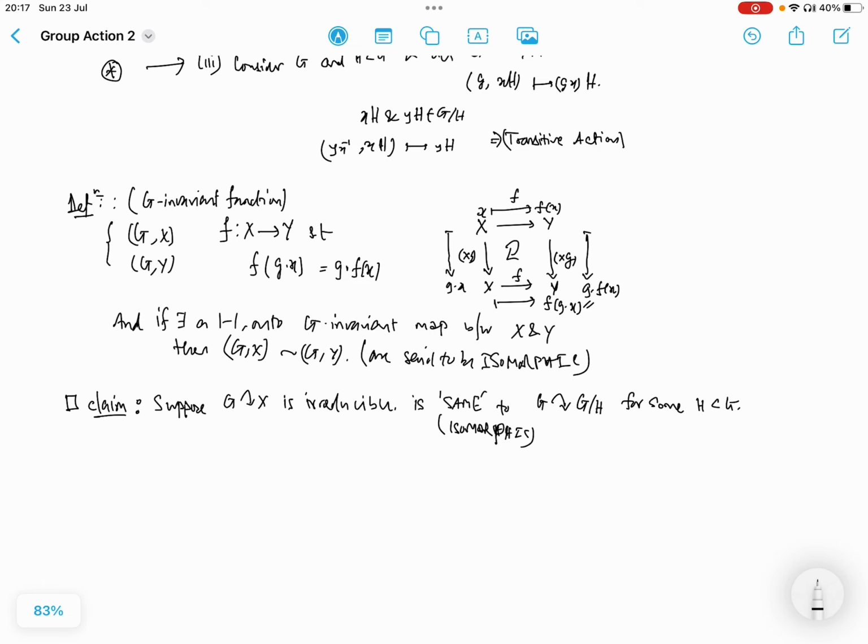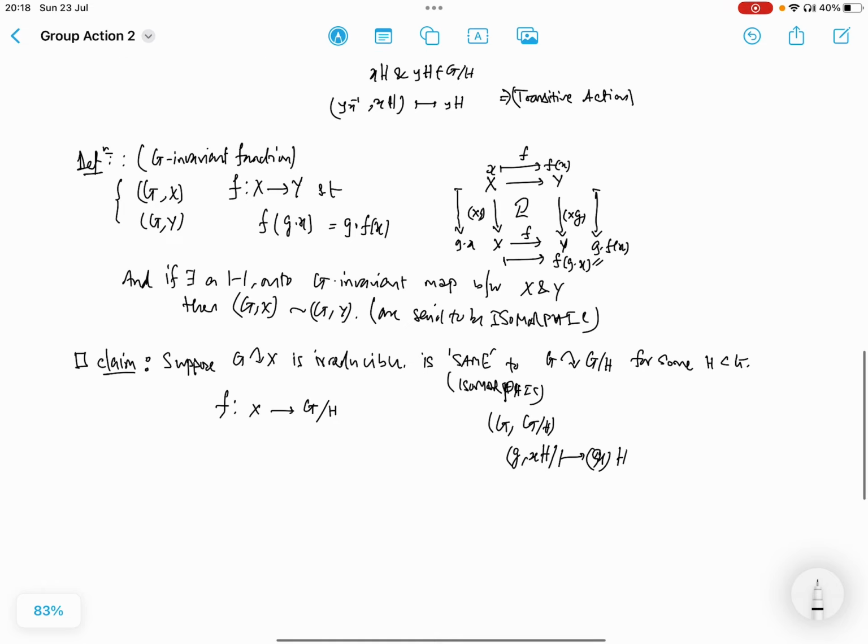So what do you need to show? You just need to find a G-invariant bijection between X and G modulo H. Basically you need to find two things. Firstly, a suitable subgroup, and secondly, a G-invariant one-one and onto map. So what is the candidate for such a subgroup? That is the main question. And what is the action here? This is again the left multiplication action: g and xH goes to gxH.